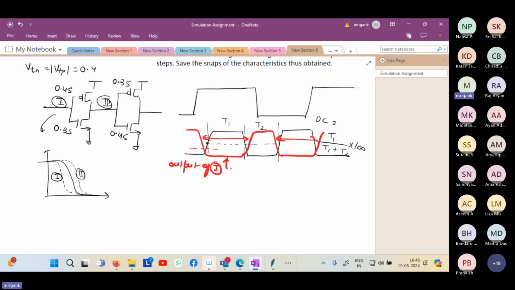Now for the second inverter, what is the scenario? The NMOS is weaker and the PMOS is stronger, because the mod VT of the PMOS is lower than the nominal VT, and for the NMOS, the VT is higher than the nominal VT. As a result, NMOS is weaker and PMOS is stronger.